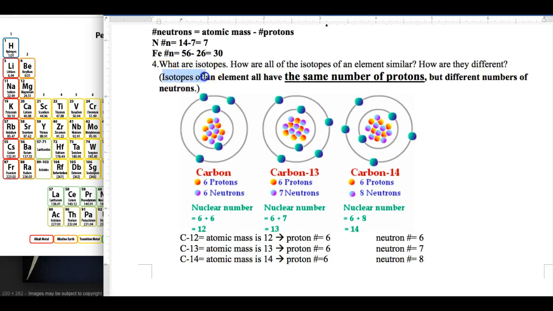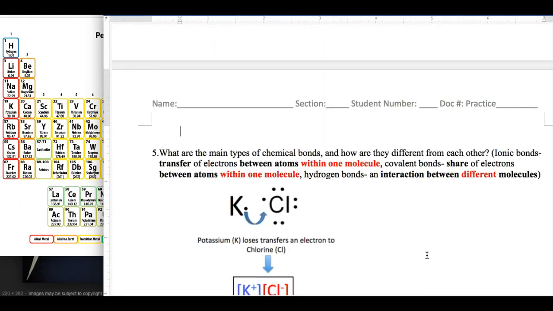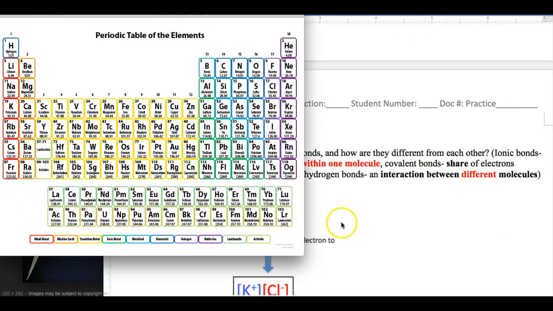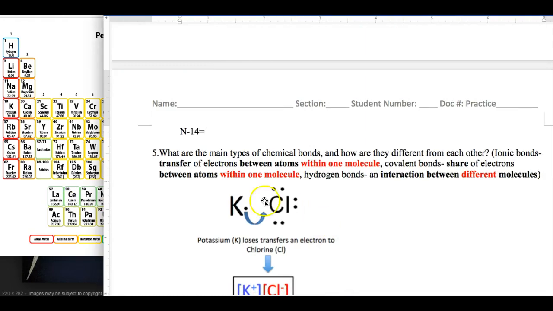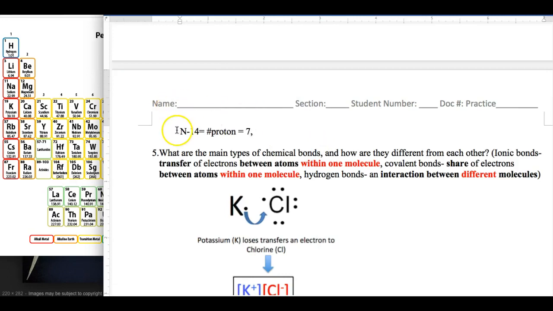So again, isotopes of an element always have the same number of protons but different numbers of neutrons. This is the definition of an isotope, but you should also know how to calculate this. So let's do another example. Let's do nitrogen, for example. Nitrogen 14. So for nitrogen 14, the proton number is, if you look right here, nitrogen is always 7, so proton number is 7. If we know the atomic mass is 14, then the number of neutrons would be 7 as well.